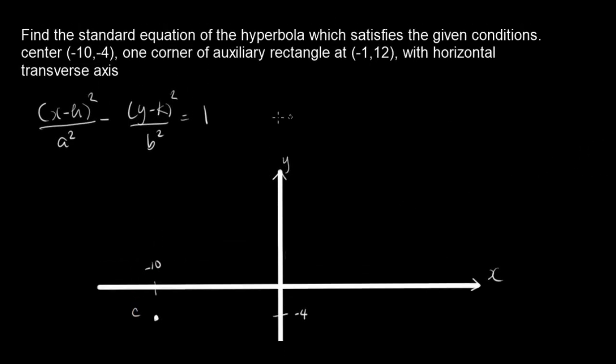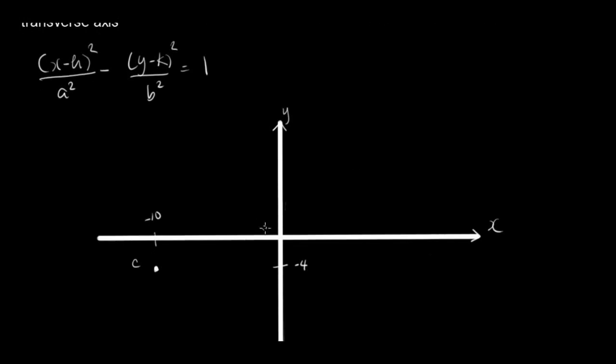And then, one of the corners of the auxiliary rectangle is at -1, 12. -1. This is -1. And let's have this as 12. So, sorry. Let's put 12 here. This is -1, 12 here. So, here is the one corner of the auxiliary rectangle. So, ibig sabihin, meron tayong asymptote na pa ganito. So, one of your asymptotes is this. So, this is one of your asymptotes.